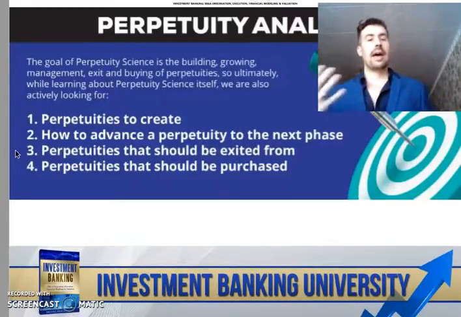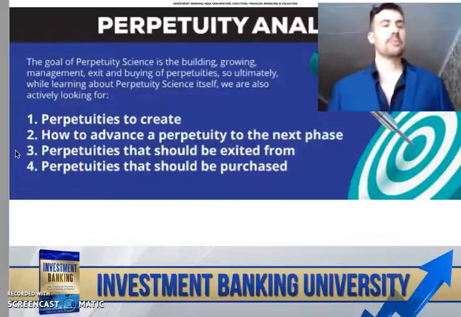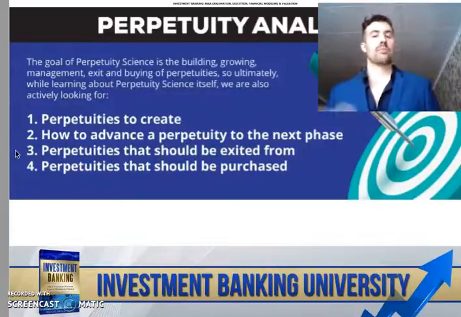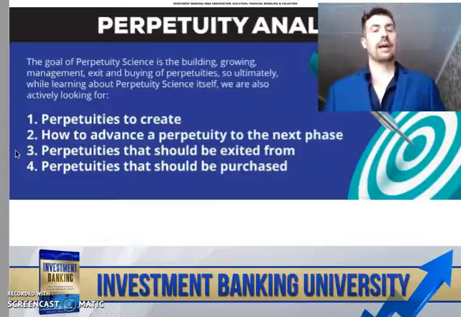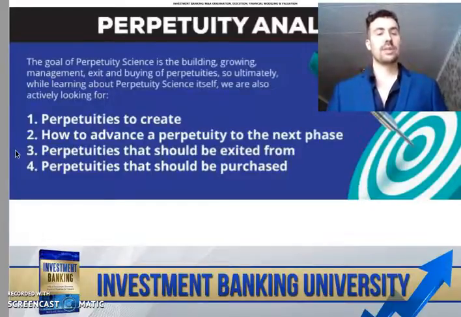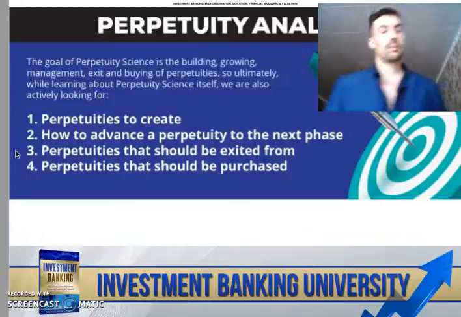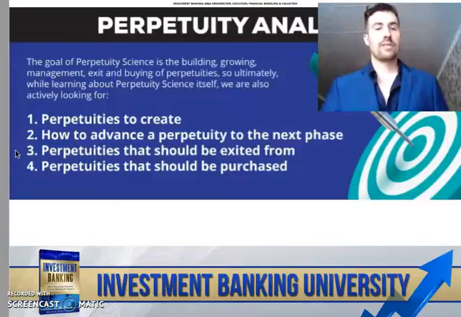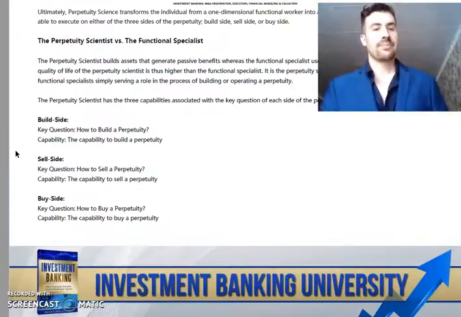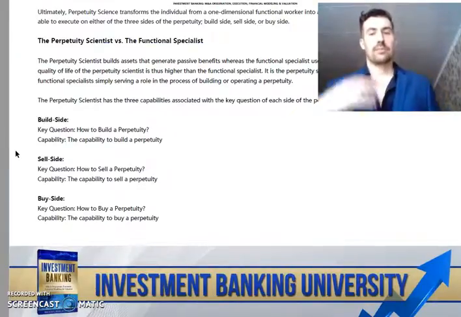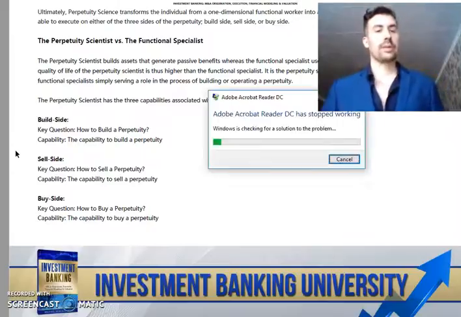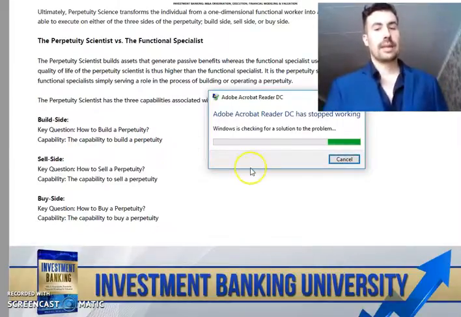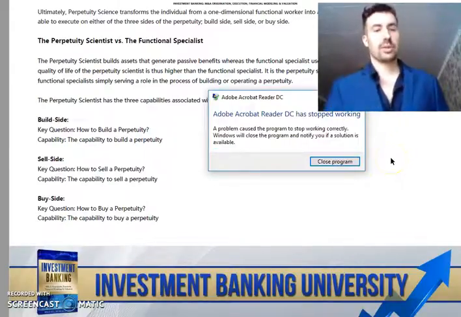And then as an individual who becomes a perpetuity scientist, we of course have perpetuity analysis. And the key questions are what perpetuities to create, how to advance a perpetuity to the next phase, perpetuities that should be exited from, and perpetuities that should in fact be purchased. And we're going to be talking about how to identify each one of these. And so in the next video of the course, we're actually going to be going into the perpetuity scientist as well as the functional specialist.